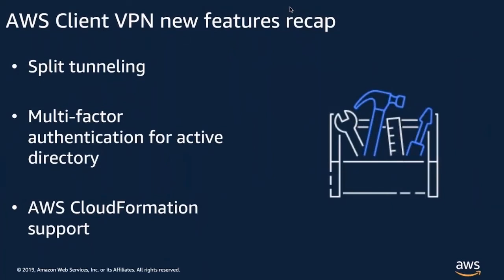So finally, just to give you a recap of some of the new features that were launched throughout 2019. One of the features was split tunneling, and we covered that in more detail. We also launched multi-factor authentication support for Active Directory, that's the RADIUS MFA service. And then finally, we've added support for CloudFormation, so you can automate the provisioning and creation of your client VPN service.